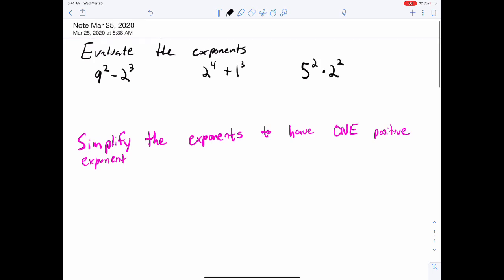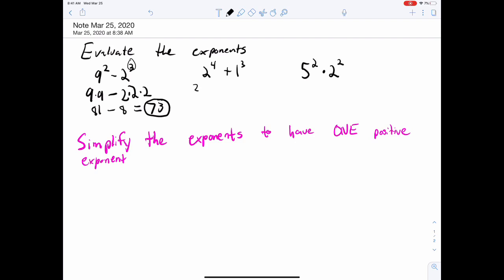Alright, so the answers to this, well, 9 squared is going to be 9 times 9, which is 81, minus your 2 cubed, which is just 2 times itself 3 times. And 2 times itself 3 times is 8, so then you have 81 minus 8, and that's 73.